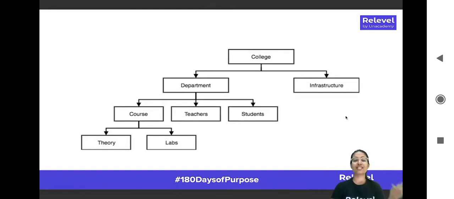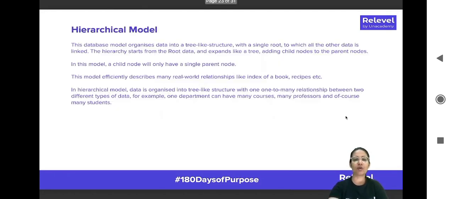See an example. So there's like a college which is at the top. College has 2 branches over here, 2 children rather. One is the department and one is the infrastructure. Okay. Now for department, we further divide it: a department can have courses, a department can have teachers, a department can have students. Okay. And that course can have, let's say, theory courses, and it can have labs or practical courses. So this is how you hierarchically design your data, and hence the word comes over here, which is hierarchical model.